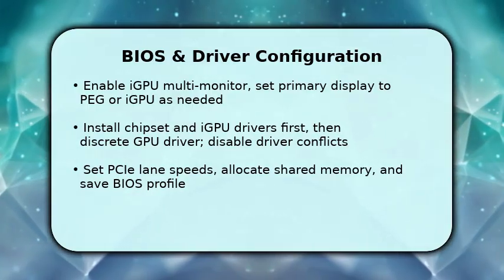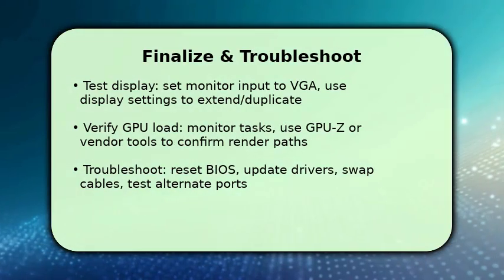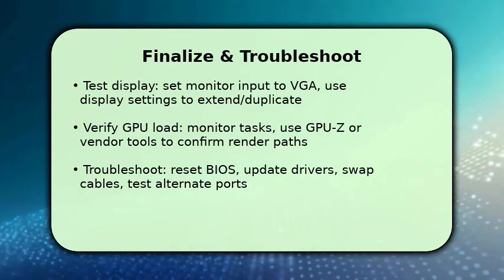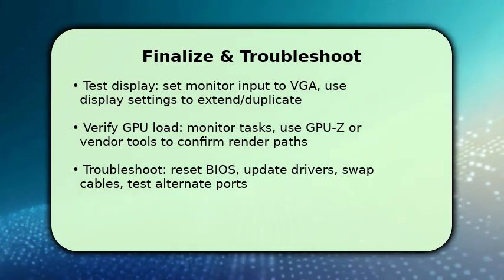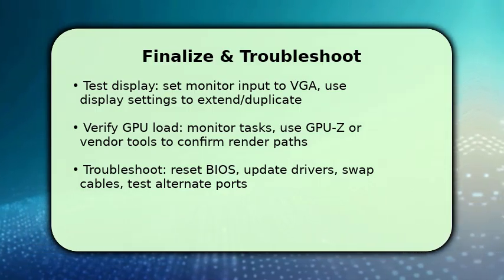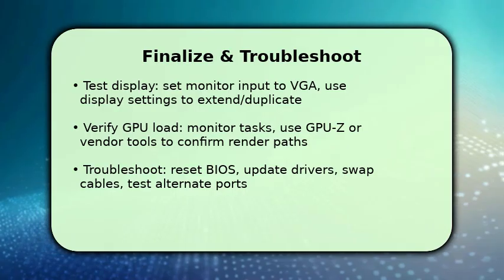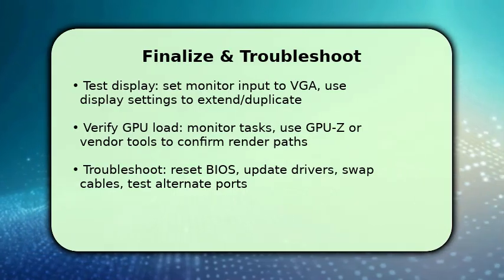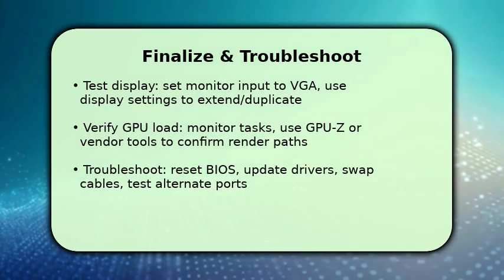You finish by configuring the OS display settings to extend or duplicate using the VGA connected monitor, and then run a workload to check which GPU is rendering frames. Make sure to use vendor utilities to map applications to the discrete GPU if needed. Once confirmed, lock settings and run stability tests.